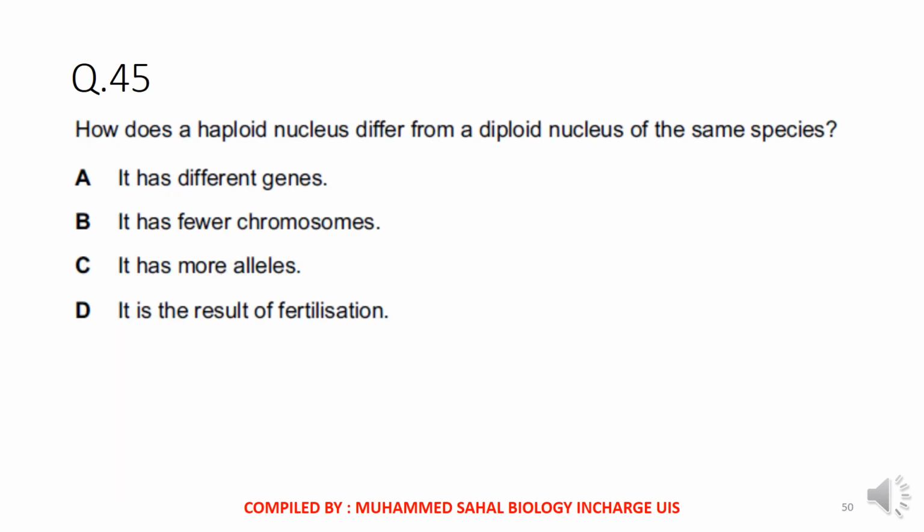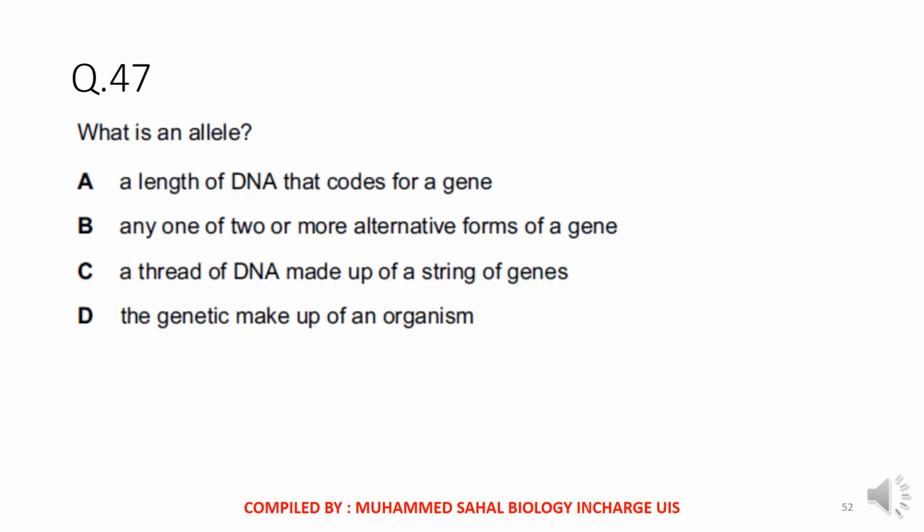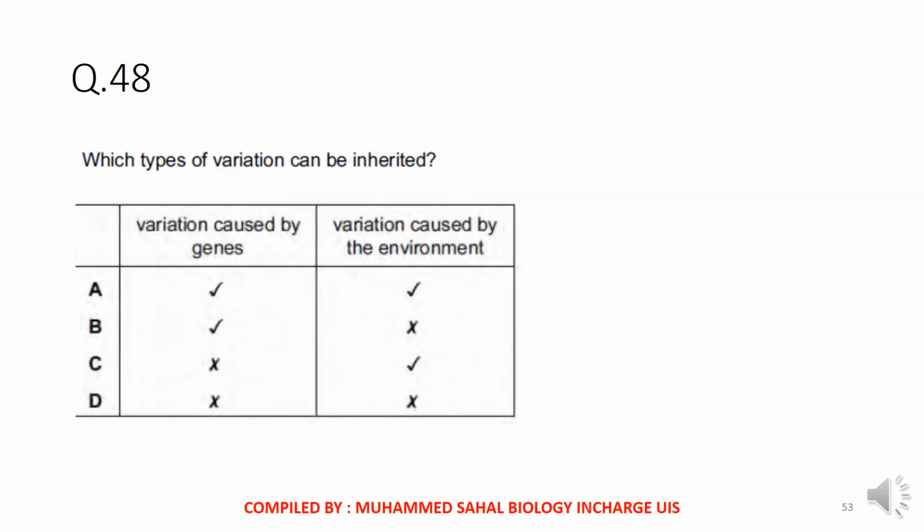Question number 45. How does a haploid nucleus differ from a diploid nucleus of the same species? The answer is B. Question number 46. What results from meiosis of a diploid cell? The answer is B. Question number 47. What is an allele? The answer is B. Question number 48. Which types of variation can be inherited? The answer is B.